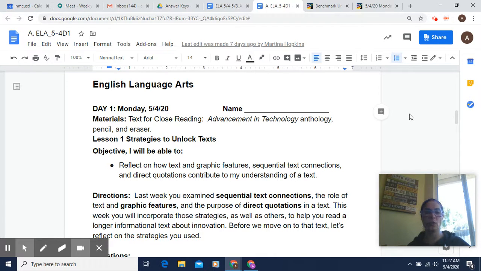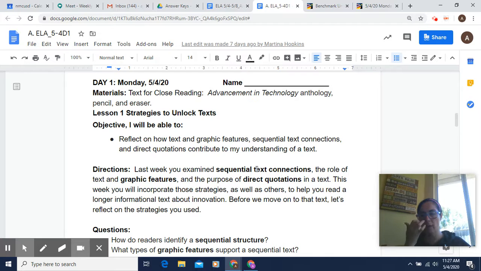with today for language arts. Okay, so let's start looking at the first one. On the first one, we're just going to use our strategies that we learned last week to unlock the text, meaning so that I can understand better.